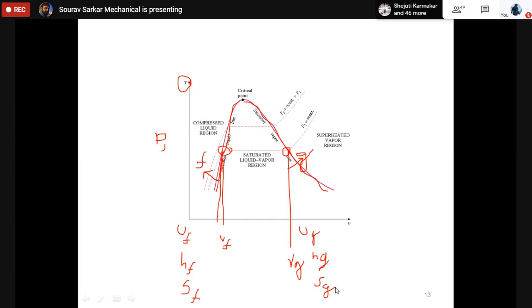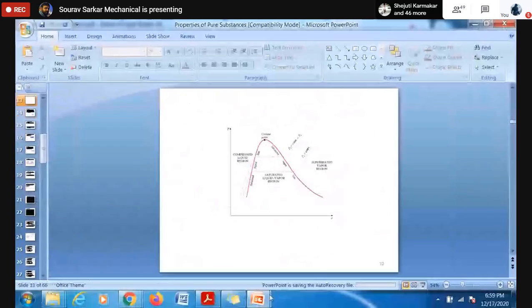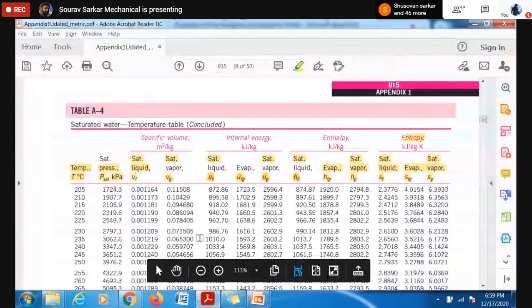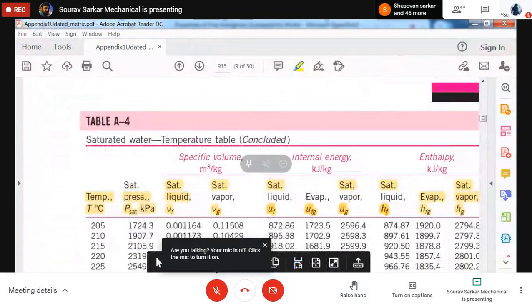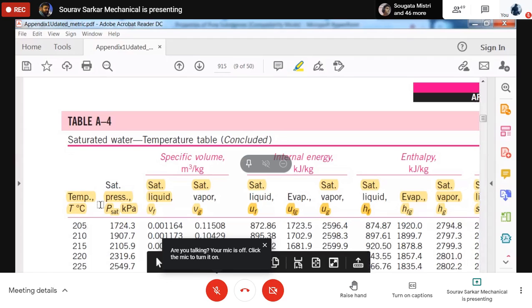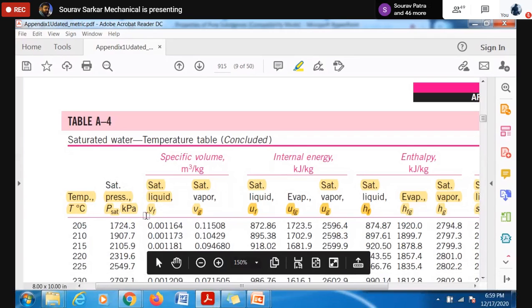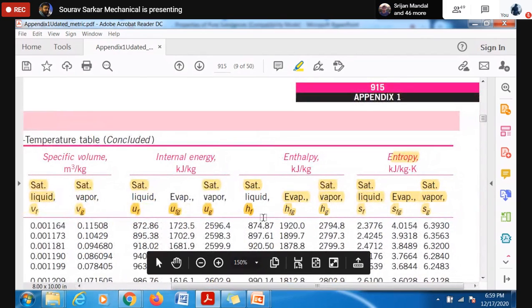Do you understand? Now if you look into the table again, if I zoom in, I have a temperature, corresponding to that temperature I have a saturated pressure, corresponding to that temperature and pressure I have a liquid volume and a vapor volume. I have a liquid internal energy and a saturated vapor internal energy. I have a saturated liquid enthalpy. I have a saturated vapor enthalpy. I have saturated liquid entropy and saturated vapor entropy. Is that okay up to this much?